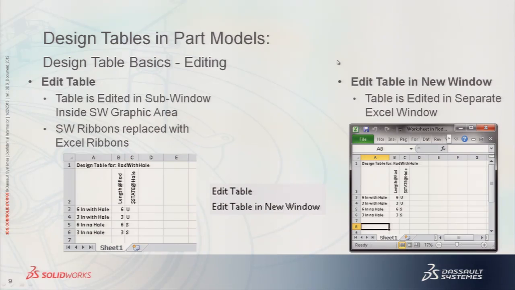All right, so the basics of editing our design table, you got two options. You got edit table or edit table in new window. With edit table, the table is edited in a sub-window inside of the graphics area of SolidWorks. That's what we saw. The top ribbon turns into our Excel toolbar at that point in time, and we have all of our functions in there. Downfall of that is you click in the graphics area, it goes away on you.